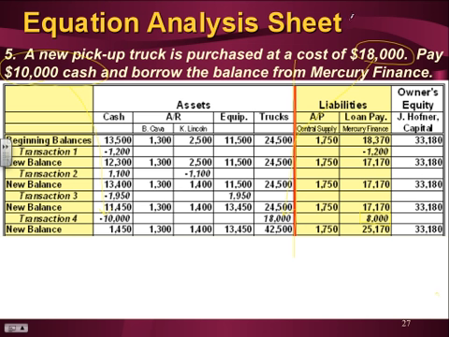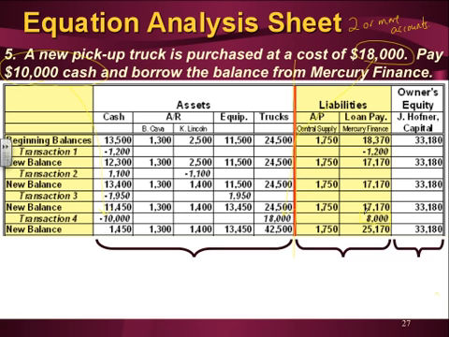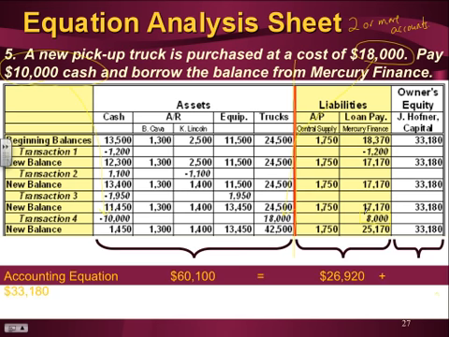Okay, so remember I said two or more accounts, always. So in this case, there were three. We bought a truck for 18,000. We only paid 10,000, but we also owe 8,000. And now that we have the three accounts affected, our fundamental accounting equation still balances.